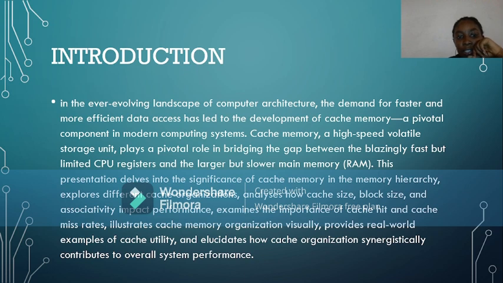This presentation delves into the significance of cache memory in the memory hierarchy, explores the different cache organizations, analyzes how cache size, block size, and associativity impact performance, examines the importance of cache hit and cache miss rate, illustrates cache memory organization visually, provides real-world examples of cache utility, and elucidates how cache organization contributes to overall system performance.